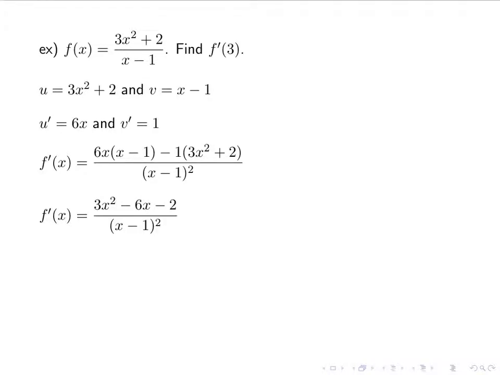I'm going to clean this one up first before I plug in my value. So 6x times x minus 1 minus 1 times 3x squared plus 2. Distribute, combine, collect like terms. I get 3x squared minus 6x minus 2 all over x minus 1 squared. And then when I plug in 3 times 9 is 27, 6 times 3 is 18, 3 minus 1 is 2. And then when I put it all together, I get 7 over 4.